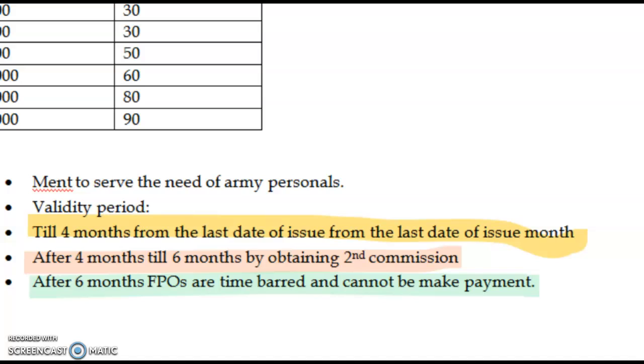These are some important points related to field postal orders and postal orders.